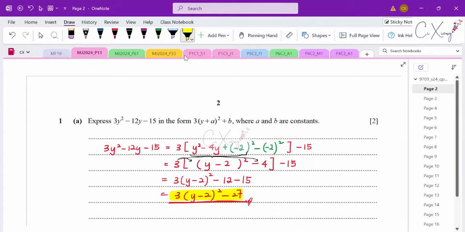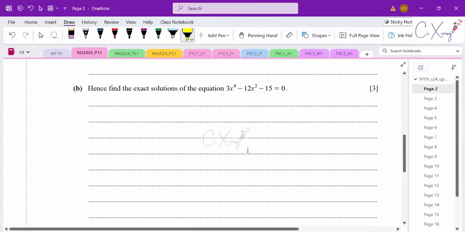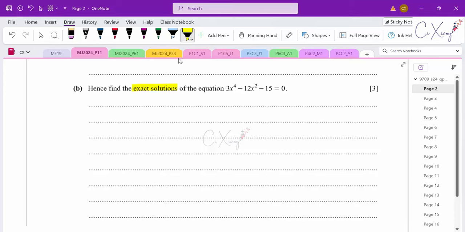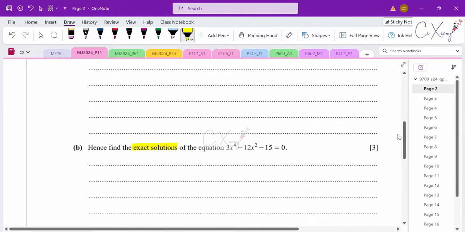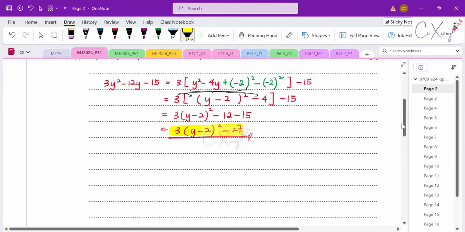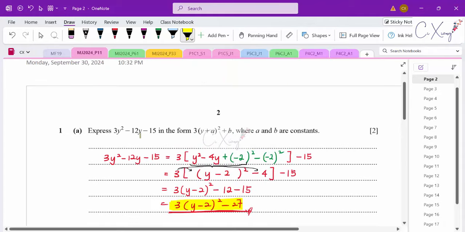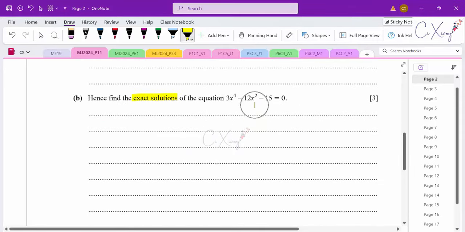All right, then let's continue to part B. For part B, hence find the exact solution, highlight the keyword exact solution, for this equation: 3x to the power 4 minus 12x squared minus 15 equals 0. If you compare with the first part, the coefficients are the same: 3, negative 12, and negative 15. Just that y has been replaced by x squared. Can you see that? Negative 12y becomes negative 12x squared.